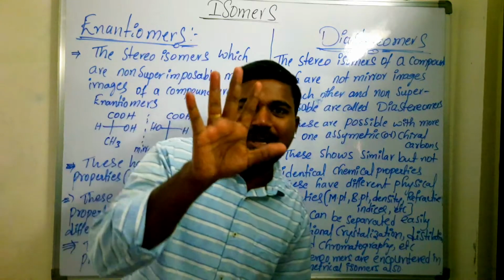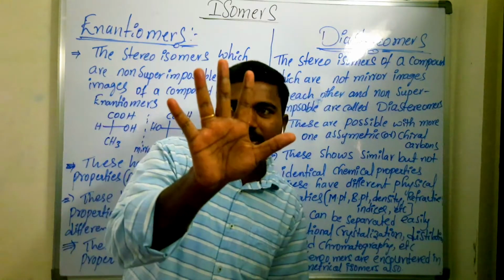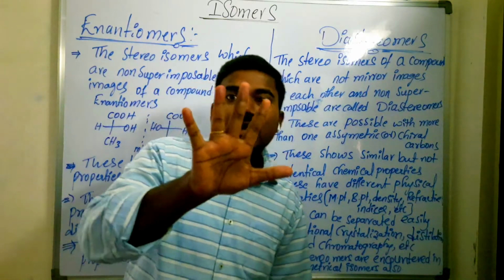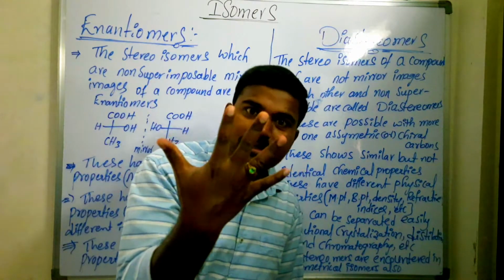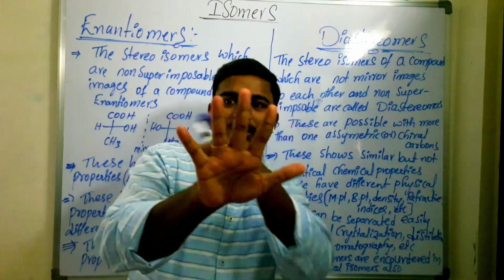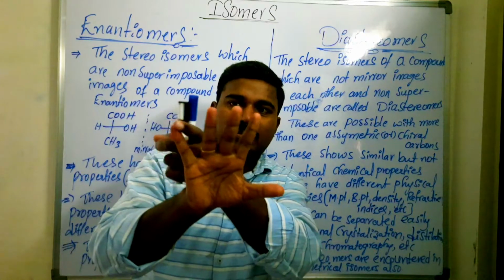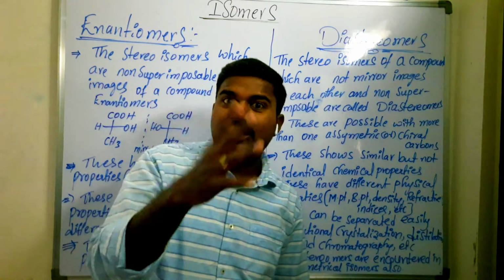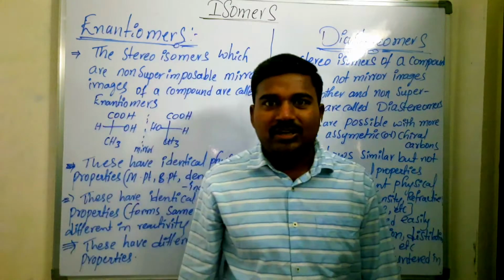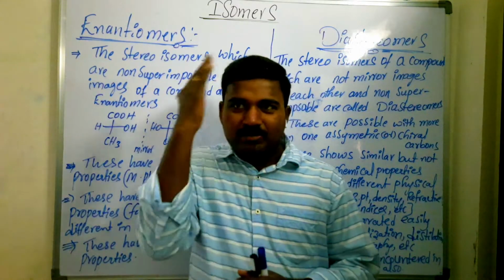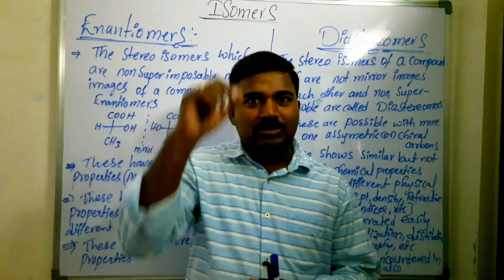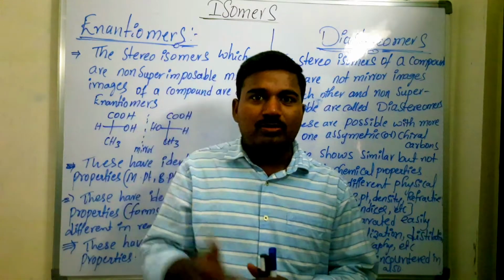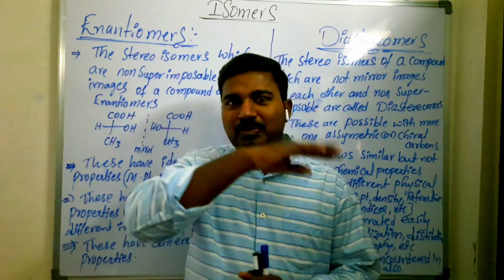For example, it's my right hand. When I place it in front of the mirror, it appears as left. My thumb will appear here, this small finger will appear in this hand. So left becomes right, right becomes left. When I am standing in front of a mirror and combing my hair, then what happens? It will be in the opposite direction.